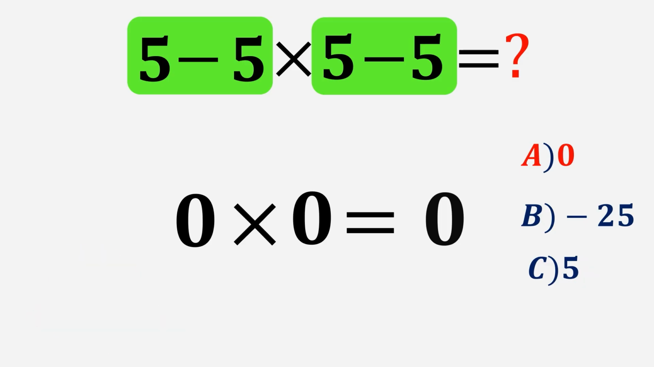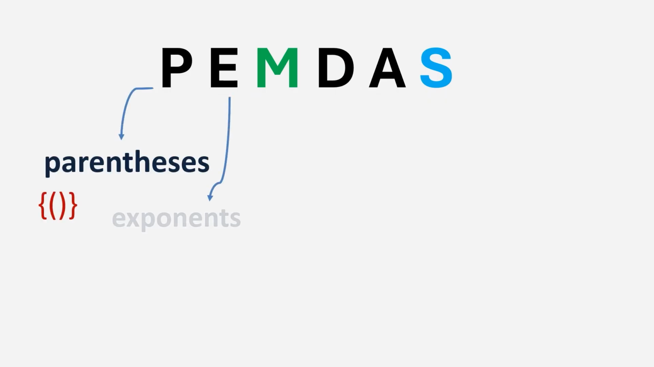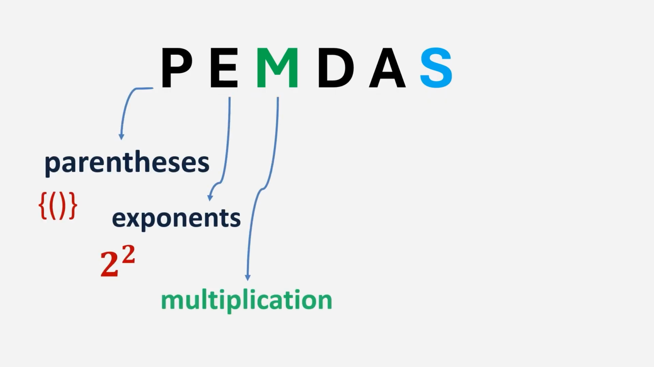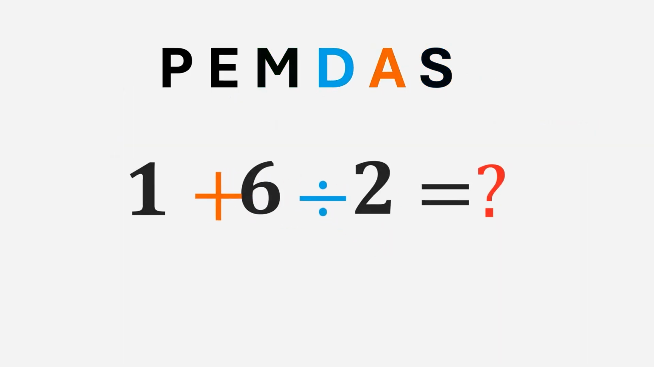To get the right answer, we need to use a rule called the order of operations. You might remember the old acronym PEMDAS. This stands for parentheses, exponents, multiplication, division, addition, and subtraction. This is our mathematical checklist to ensure we solve the problem in the exact right order.